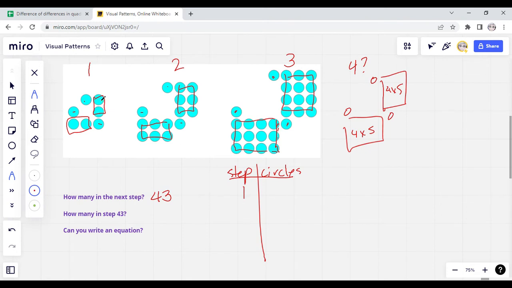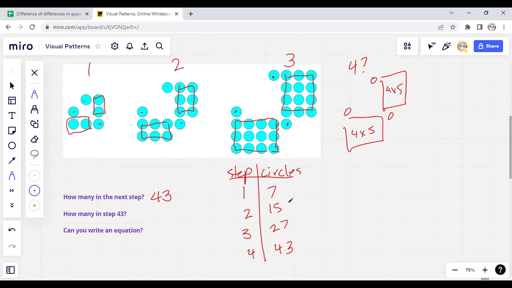So in step 1, we've got 4, 5, 6, 7. In step 2, these are 6, 12, 13, 14, 15, okay? In step number 3, we've got the 3x4, so that's 12, 24, 27. And in step number 4, we're predicting 43.